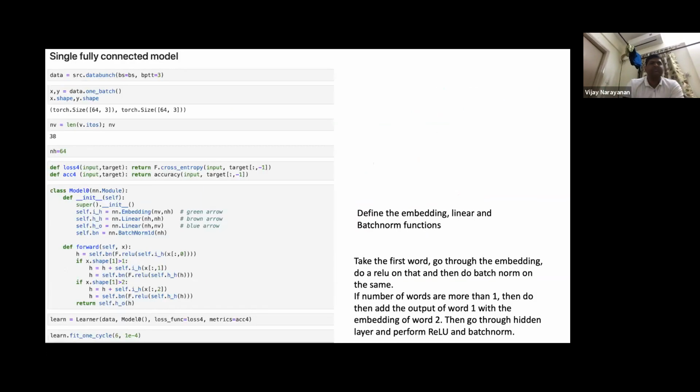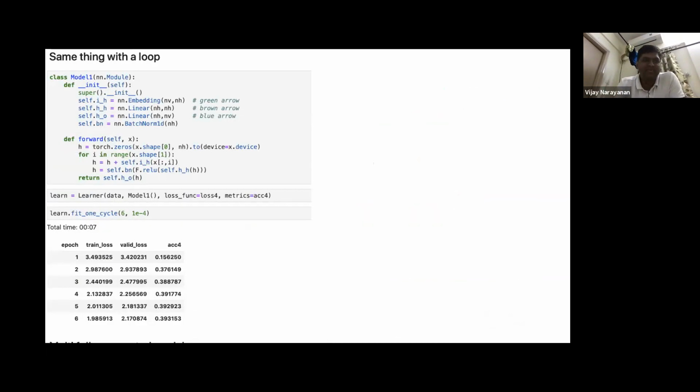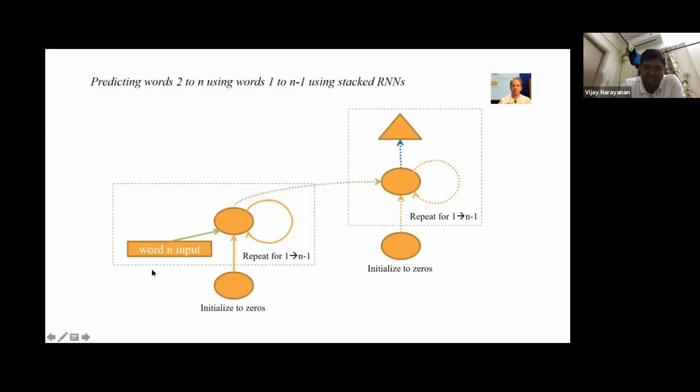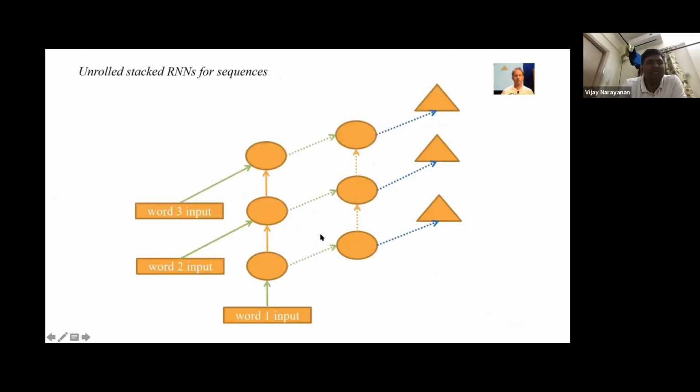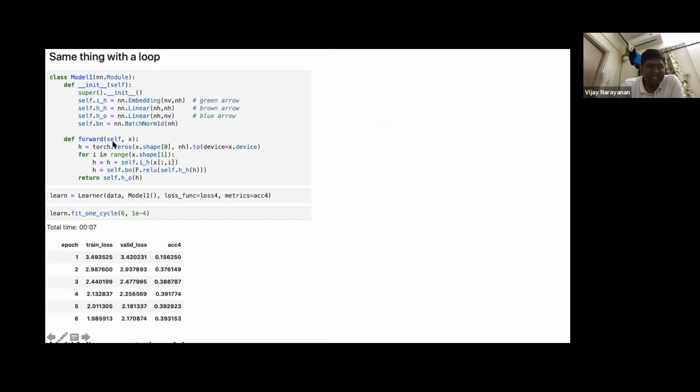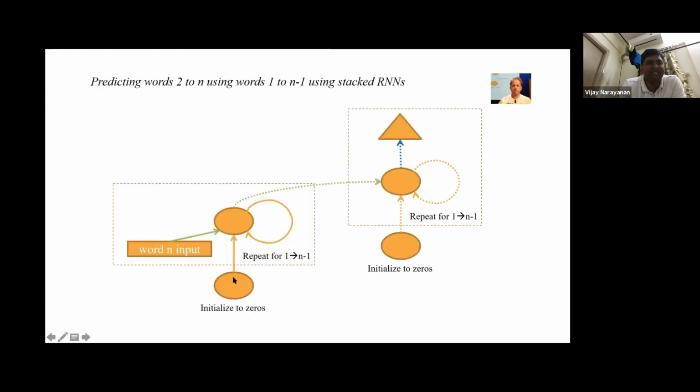Okay. Now, again, let us see how this works in a loop. A loop is nothing but this. This is the loop, right? So how do I do this programmatically? I do the same thing here. So I initialize to zeros. The first word, as we see here, we have initialized to zeros. That's what it does.